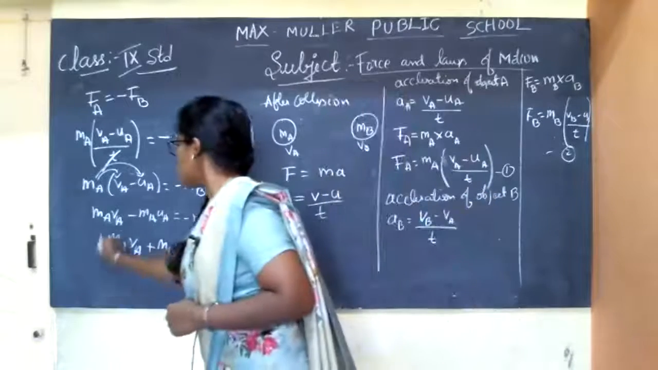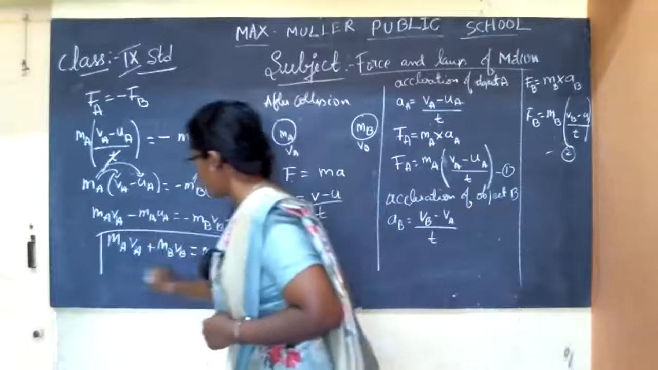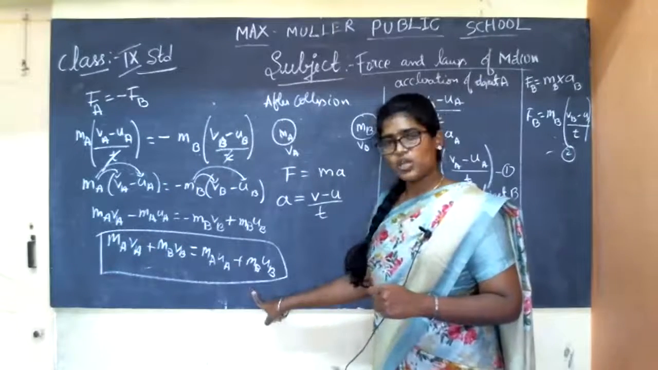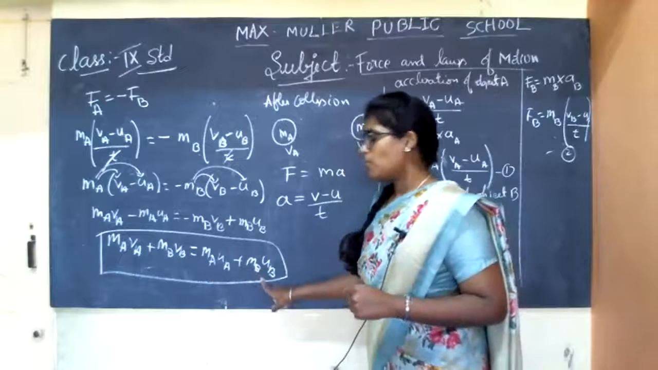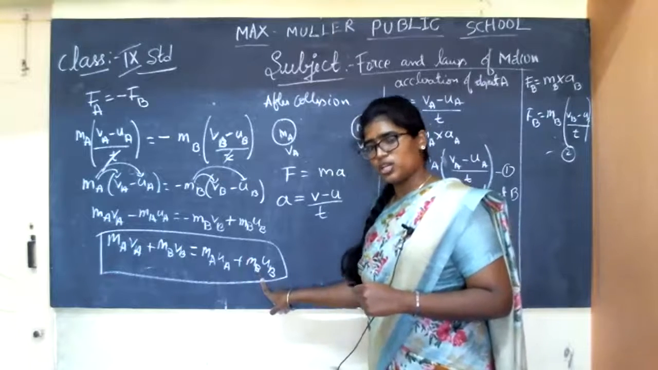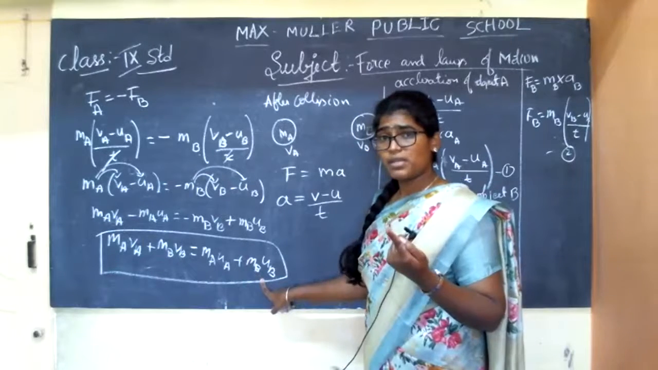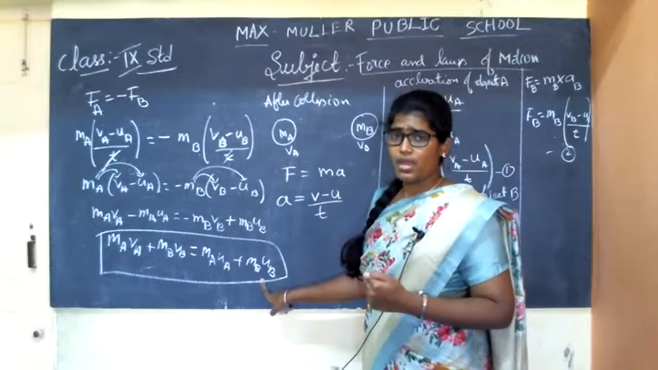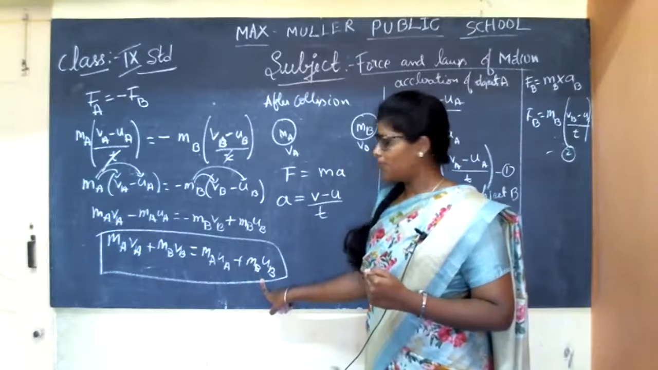This is what you are going to say. Before collision, what is the velocity you are going to represent? It is the initial velocity, sum of momentum before collision. Momentum, you will be representing the second law of Newton. What is the second law of Newton? It is F is equal to MA, correct?